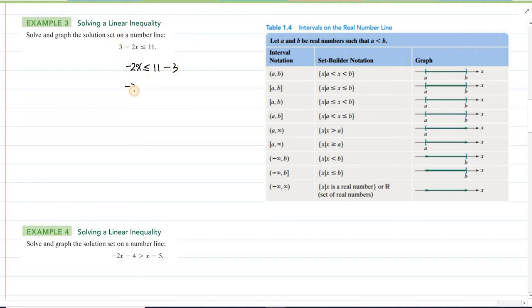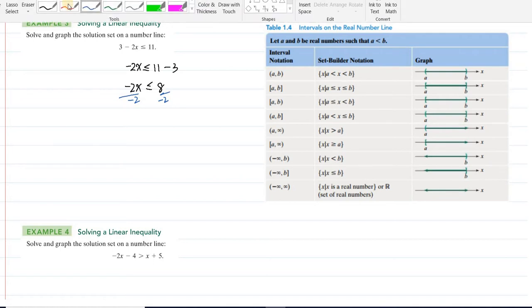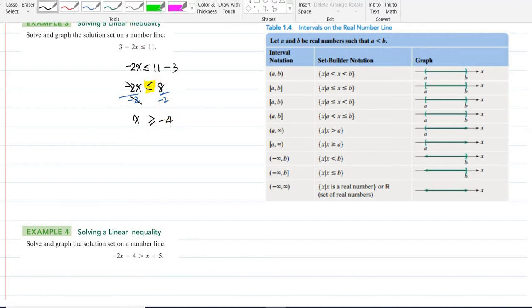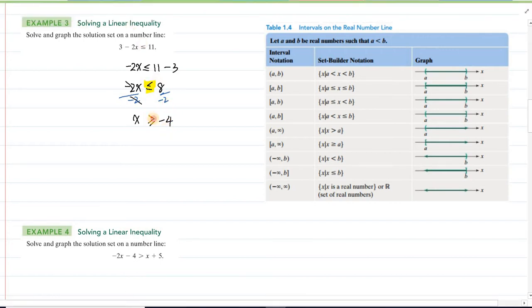Then we're going to write negative 2x less than or equal to 8. So now we're going to divide both sides by negative 2. Anytime we divide by a negative number, our sign must change. So this is going to be canceled out, and then here we're going to have x greater than or equal to negative 4. This is very important. Anytime we divide by a negative number, we must change the sign.